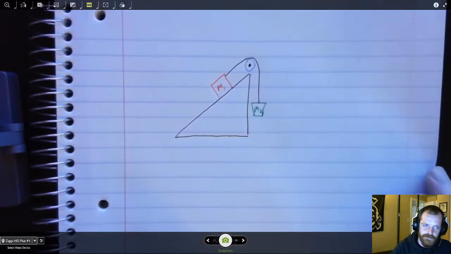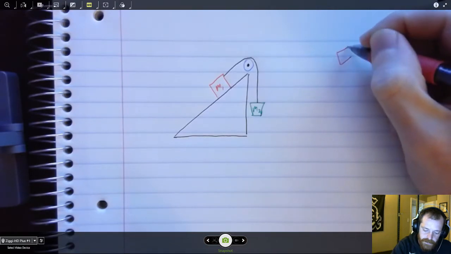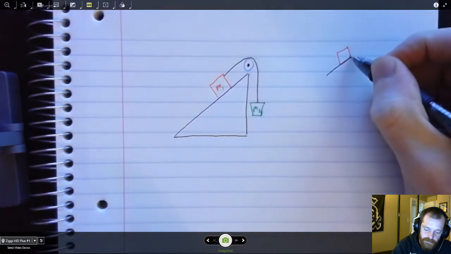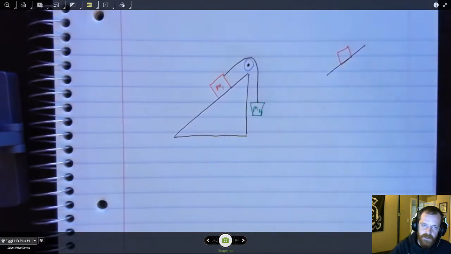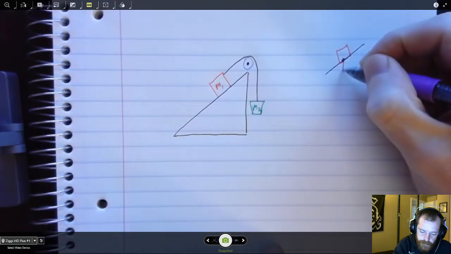I'll keep the color scheme going here. So M1 is an object on an incline, and I feel like it helps for me to draw the incline with the free body diagram just to make sure that I'm getting the proportions and everything right. And once again, if you guys have questions, you could message me on Remind. If you have a Twitch account, you could ask in Twitch. And then we have, obviously, the force of gravity we always have pulling down.